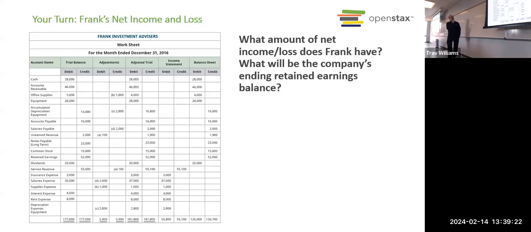Okay. All right. Oh yes, so let's look at this example. What amount of net income or loss does Frank have? This is Frank's investment advisor company. And what will be their ending retained earnings balance? Okay, so obviously that's pretty small. So let's zoom in on this one.